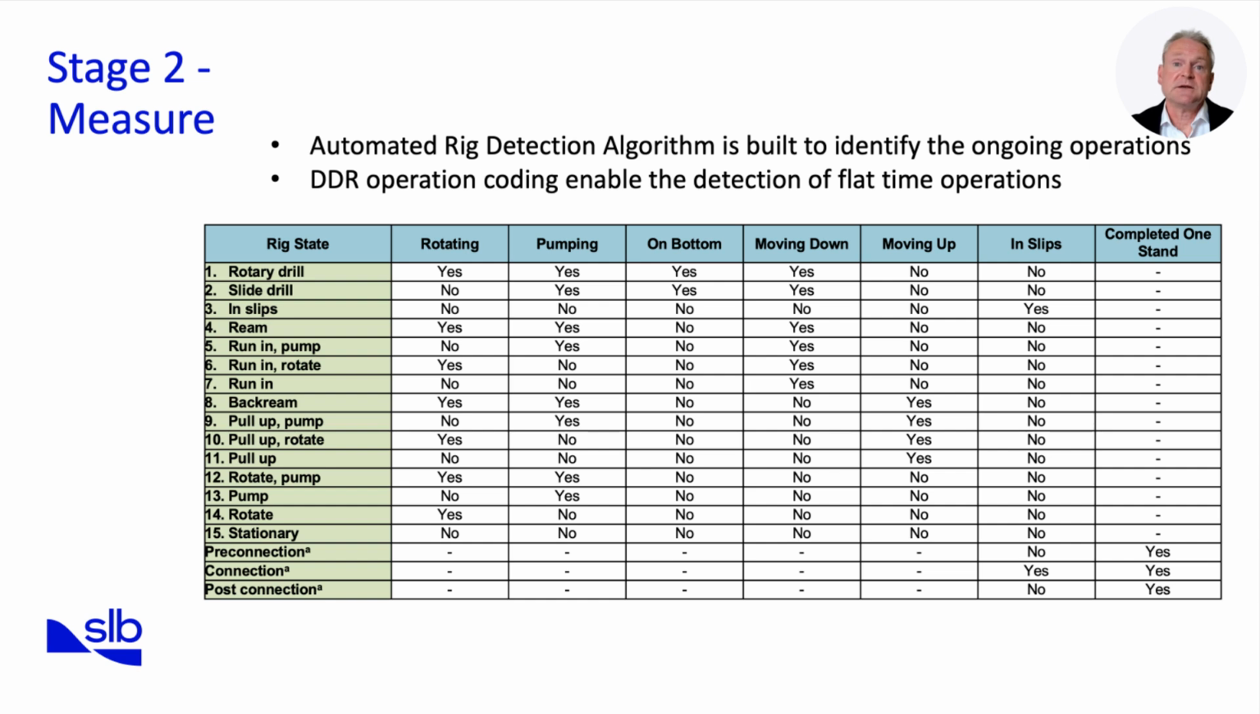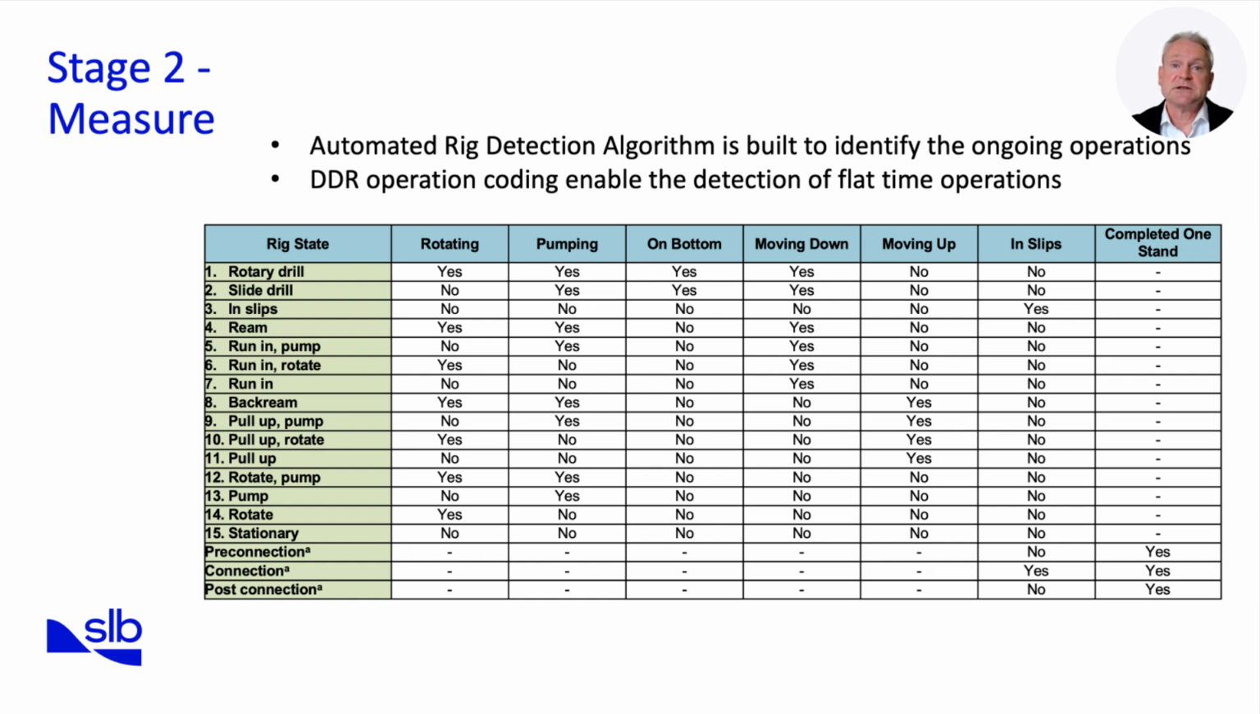The second stage of the workflow is measure, where we build an automated program to detect rig states and classify activities. This is done by combining two main data sources. First, we use high-frequency mud logging data, which captures second-by-second detail from surface sensors. Second, we incorporate low-frequency daily drilling reports, or DDRs, which track flat time operations.